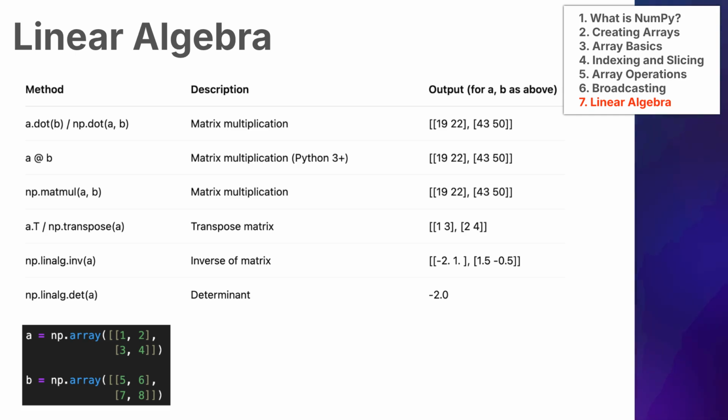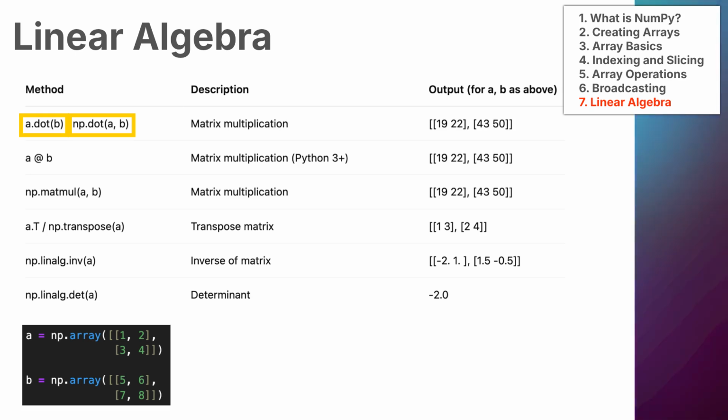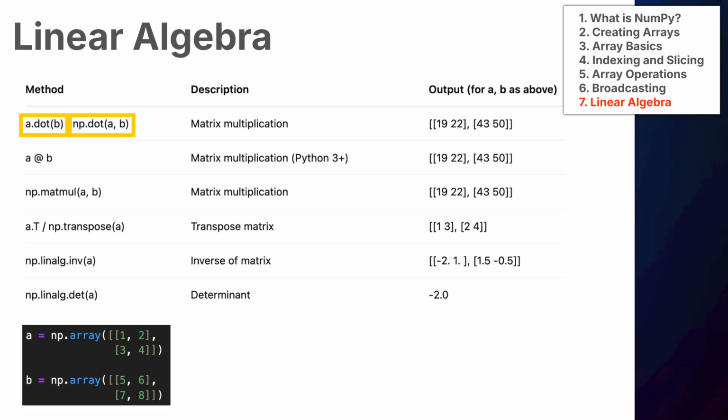The first method is matrix multiplication. A @ B and np.matmul(A, B) show the same result. It performs matrix multiplication, not element-wise, so the output is 19, 22, 43, and 50. Why did we get this result?